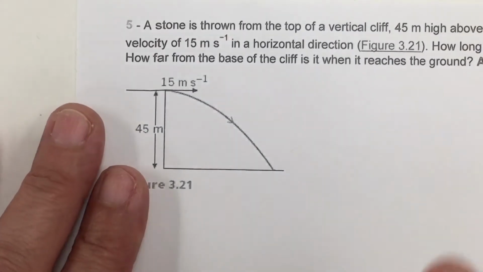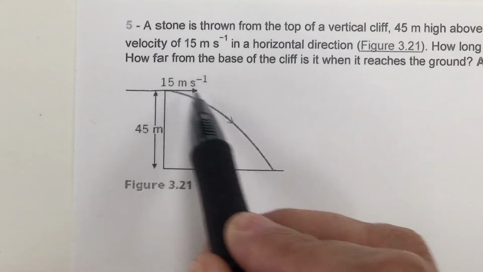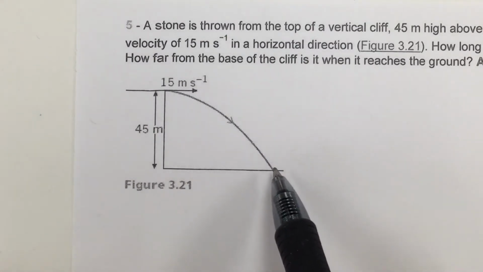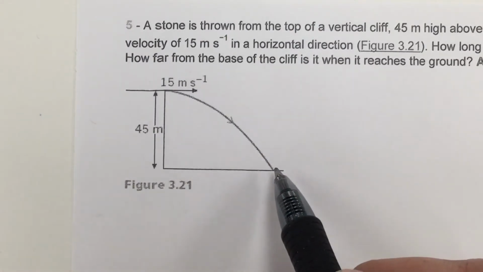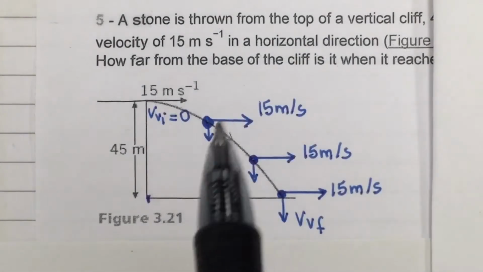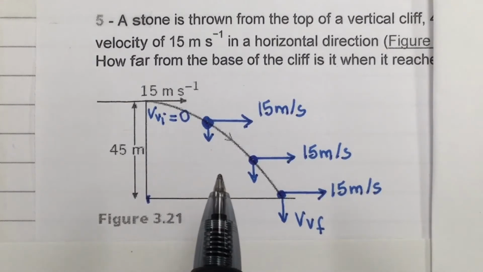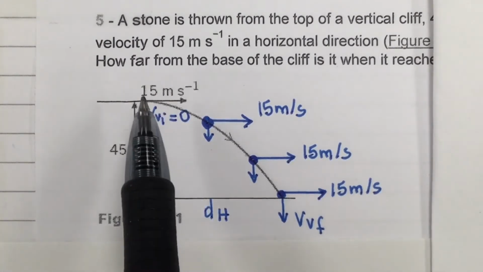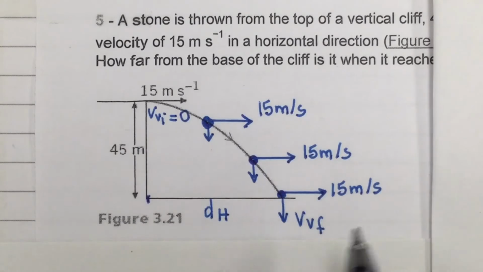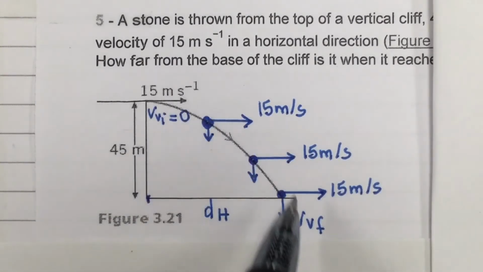So basically this question is asking two things. One is the time the stone is going to take to reach the ground, and how far the stone will be from the base of the cliff. This diagram represents the trajectory of this stone from the top of the cliff to the ground. So it's going to form this arc.